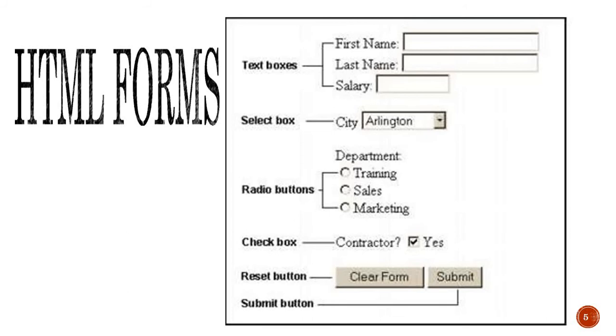Here is a simple example of a form. It is a type of registration form where you find first name, last name, salary. These are the types of text boxes in HTML forms. Then where you are able to select a value like city, it is called a select box.